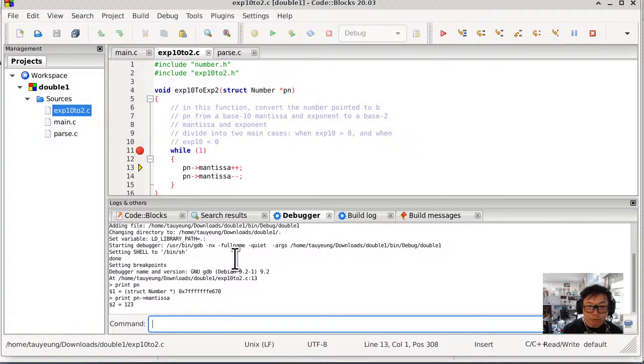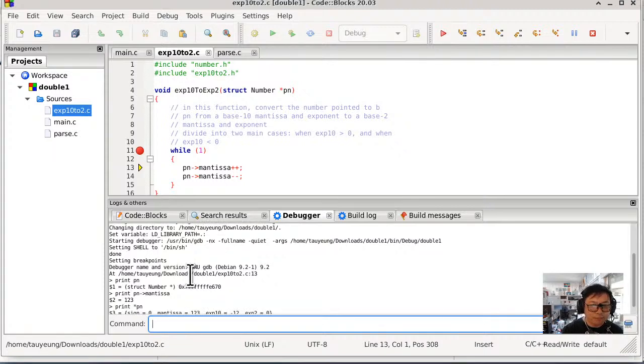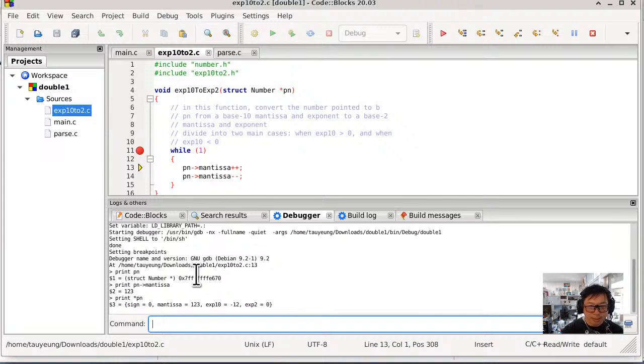We have 123. It is not 1.23 because remember, we want to use only integer math in this entire program. I don't want to see any double, I don't want to see any float, I don't want to see any power or log or anything like that. I want to only use integer operators in this entire program. So mantissa is 123, but there's actually a better way to do this. If I want to see everything in the structure that pn is pointing to, I can just say print star pn, and that shows me every single member of the structure that pn is pointing to.